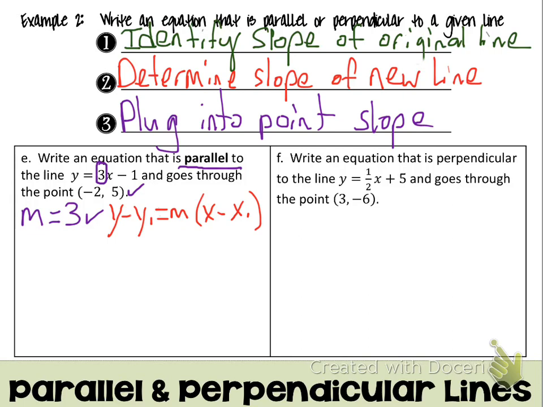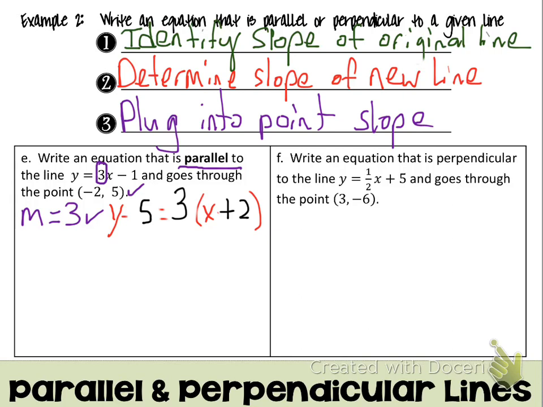Okay, so I know my m is 3 and my x value that they give me is -2. So when I plug it in, it's going to become a +2. And my y value would be a 5. So it's going to be y minus 5. So that's my equation in point-slope form.